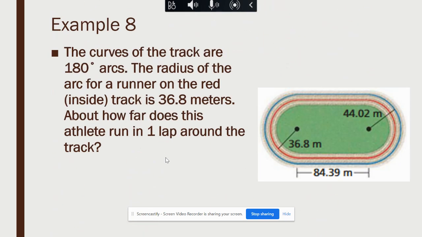All right, all the track stars here. Everybody knows if you run on the inside path, you don't run as far as you do if you ran on the outside path, right? So here is a track. The curves of the track are 180-degree arcs, so they're semicircles, right? The radius of the arc for a runner on the red track, the inside track, is this 36.8 meters. And we want to know about how far does the athlete run in one lap around the track. So if I use the inside track, how far am I going?